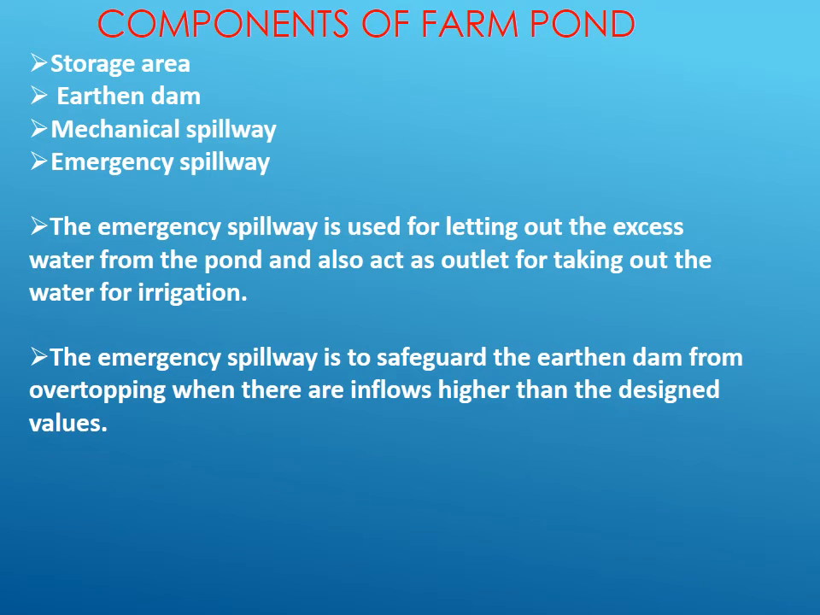Now we will see the different components of farm pond. First one is the storage area, second one is the earthen dam, third one is the mechanical spillway, fourth one is the emergency spillway. The emergency spillway is used for letting out the excess water from the pond and also acts as an outlet for taking out the water for irrigation. The emergency spillway is to safeguard the earthen dam from overtopping when there are inflows higher than the design values.